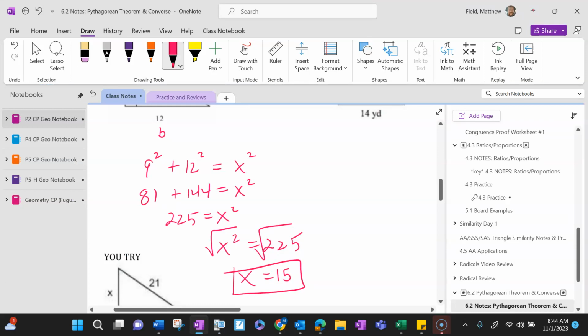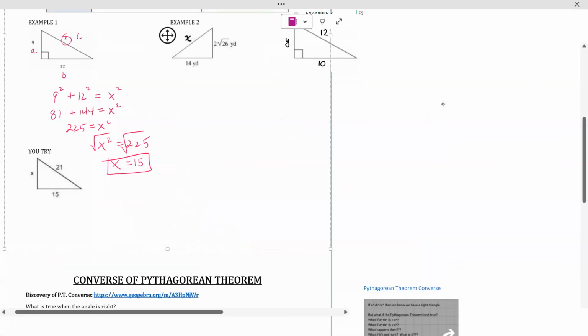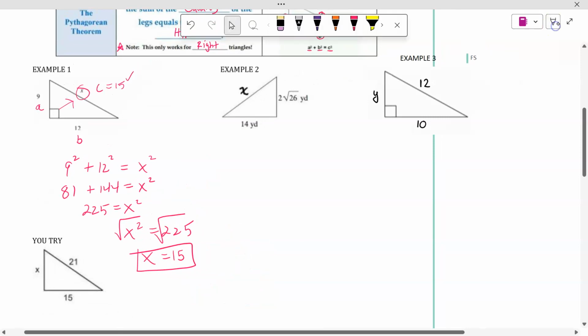Now, just some common sense. Let's check to make sure our answer makes sense. Looks like the A value was 9. The B value is 12. Well, remember, because it's across from the right angle, because it's representing the C value, also known as the hypotenuse, it has to be the longest side. And looks like C is equal to 15. So it looks like everything's A-okay, and it checks out.